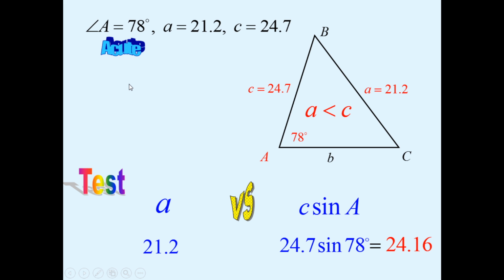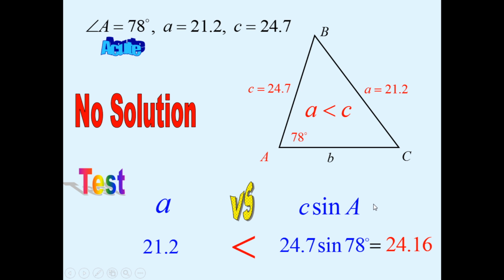So this one goes back to the ambiguous cases. It's condition number 1. If the shortest leg is less than the height of the triangle, that means the triangle does not exist. So there's no triangle formed. That means no solution.